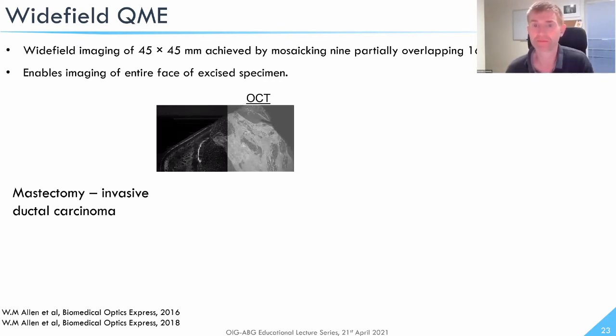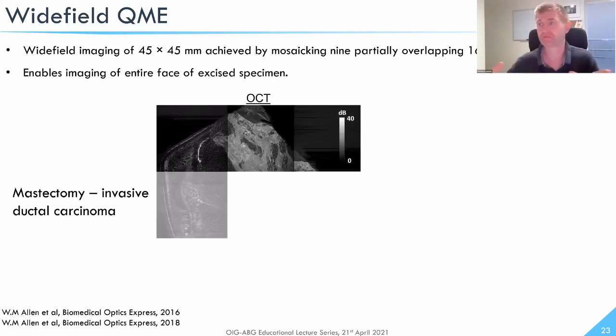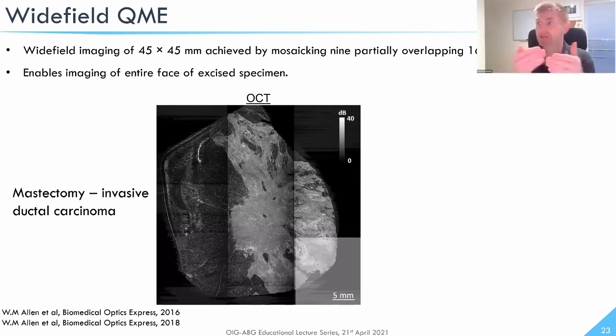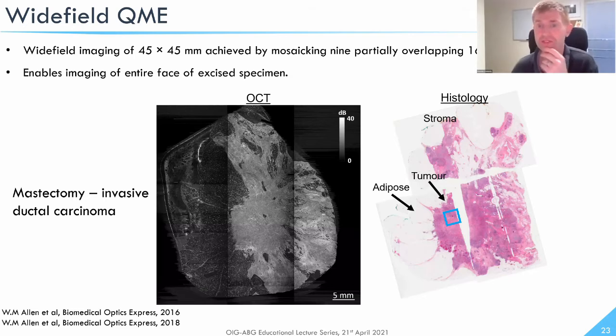So first of all, we developed this OCT technique just to mosaic 16 by 16 millimeter sub-images, partially overlapped, to get these 4.5 by 4.5 centimeter OCT images. We can then map those or correlate those against histology. And we can see from OCT that you've got really nice contrast between adipose tissue here and the denser tissues. But once you're within dense tissue, again, as I mentioned on the previous slide, it's difficult to distinguish tumor from stroma.